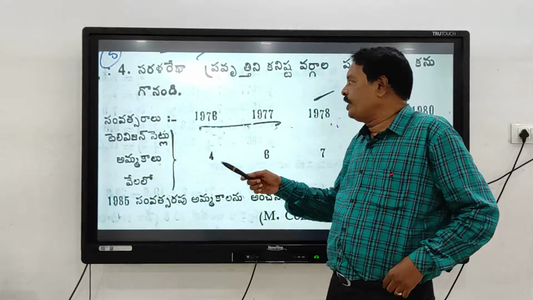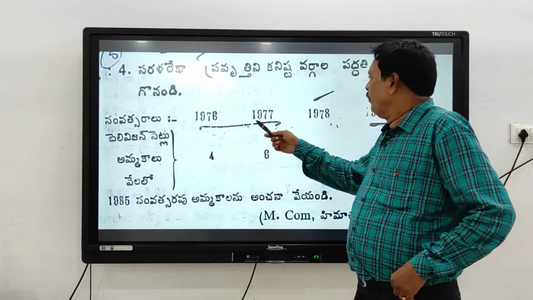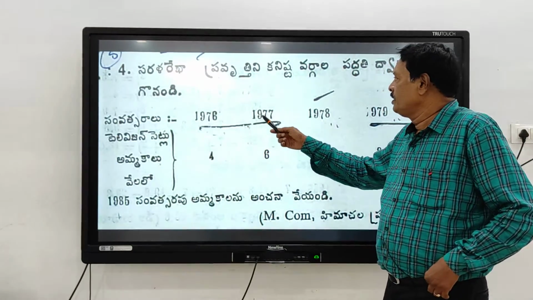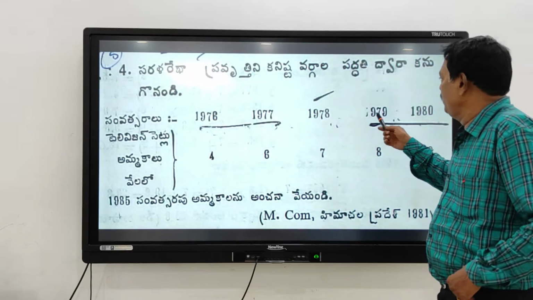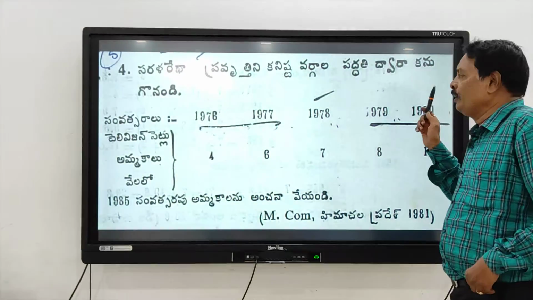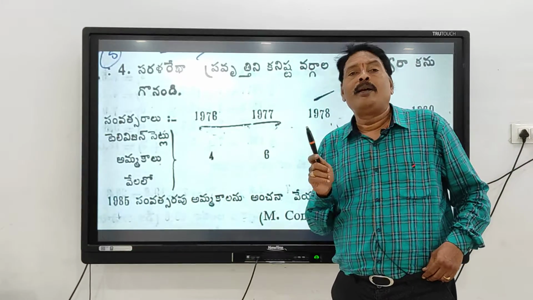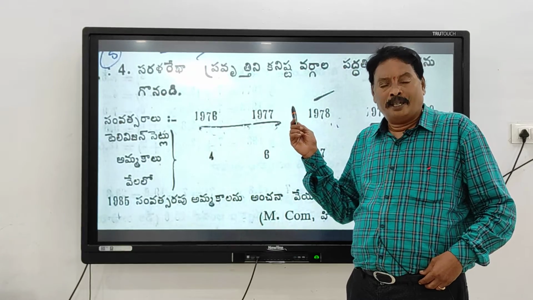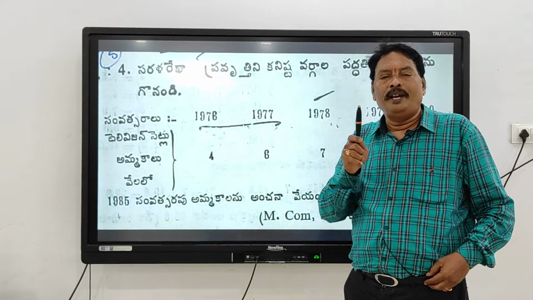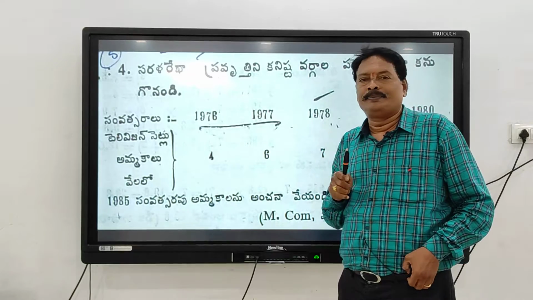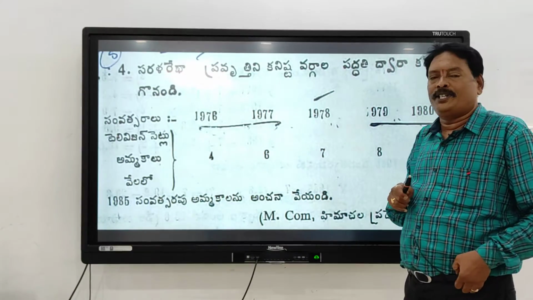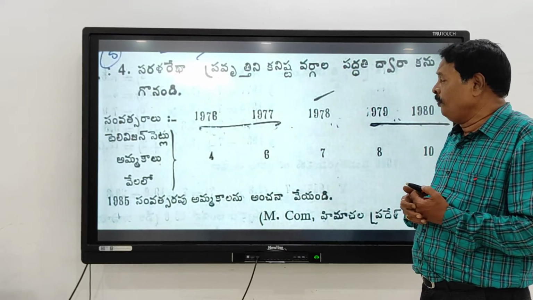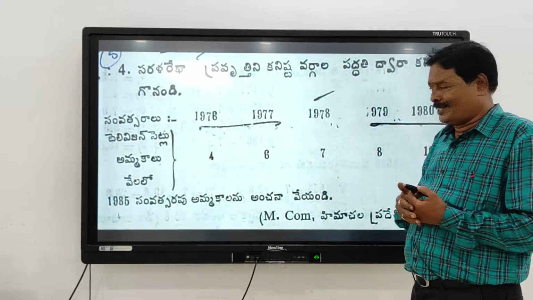In the given information, 5 years are given: 76, 77, 78, 79, 1980. I think this is the base year, because 5 years are given in the problem. The 5 indicates the base year. How do we calculate trend analysis when the problem is given with base years?